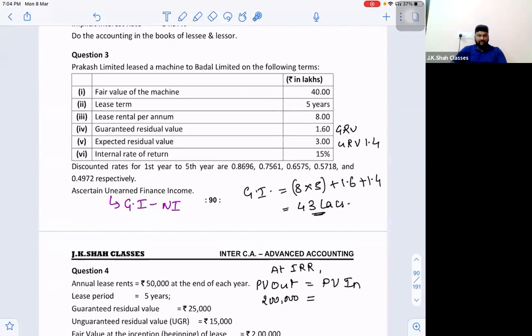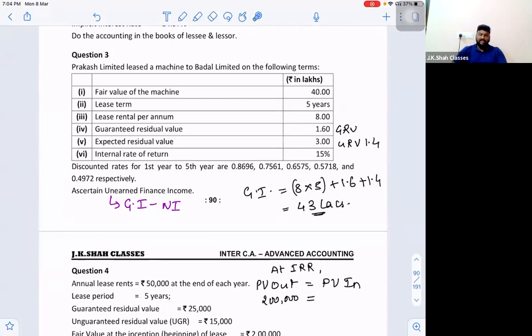And the discounting rate for all the 5 years at 15% is also calculated and given in the question itself. As I told you, it will be 99% printed in the question only, because then everybody will get the same answer. There will be no differences in answers. Can I say gross investment is given in the question?